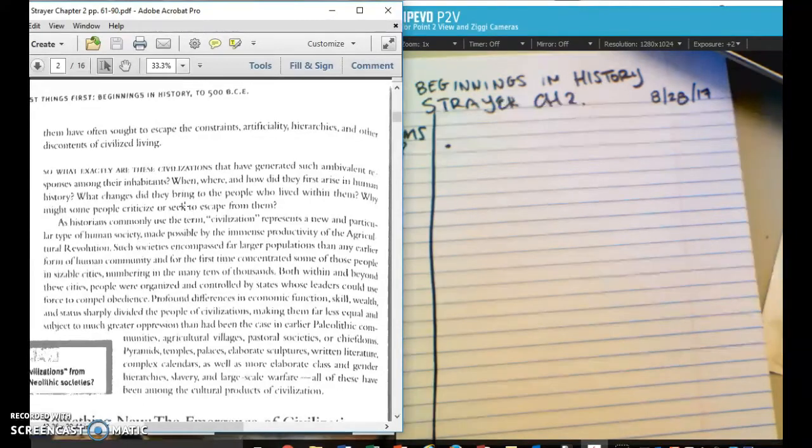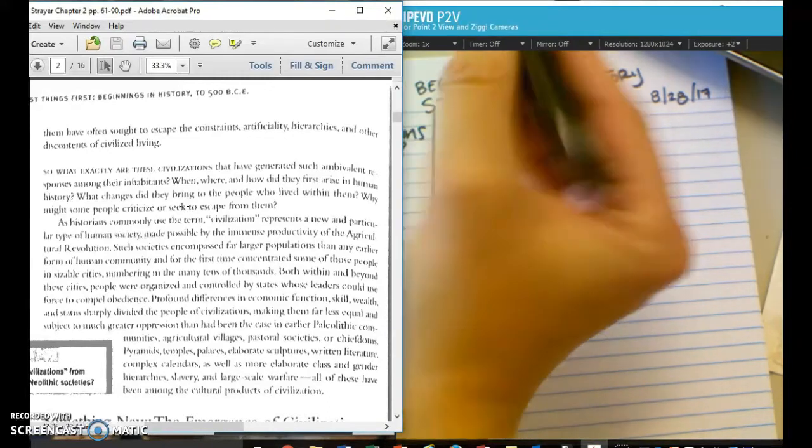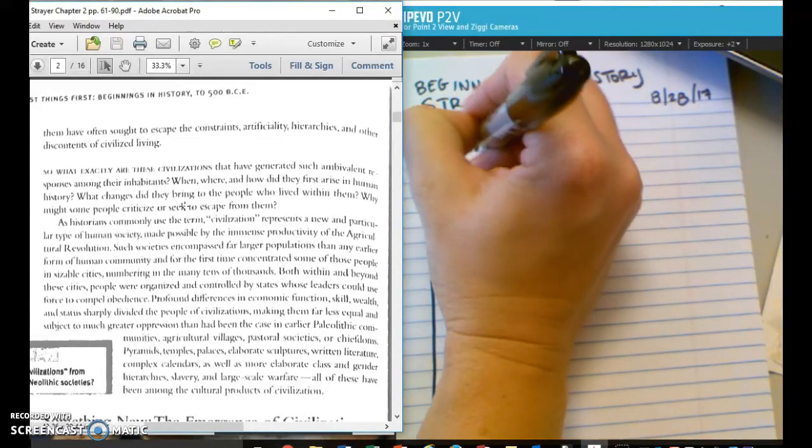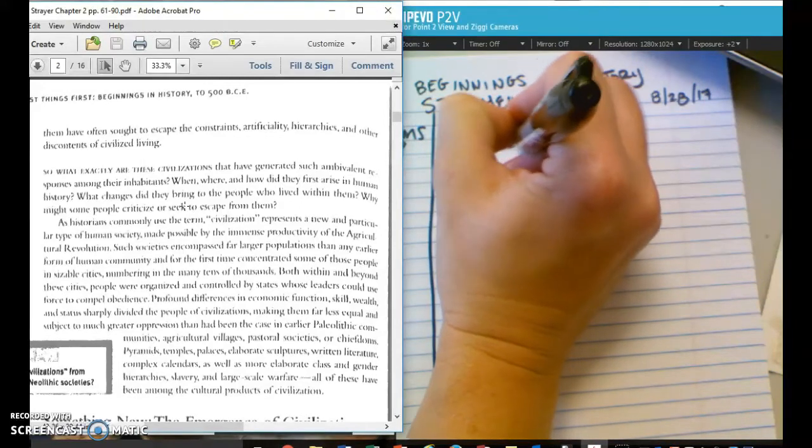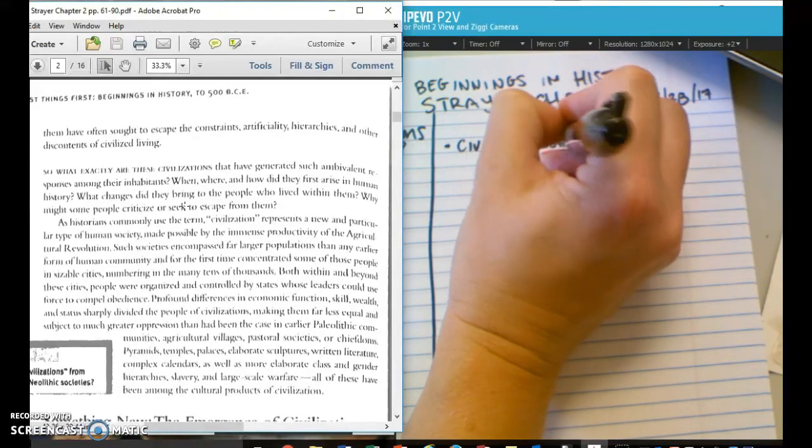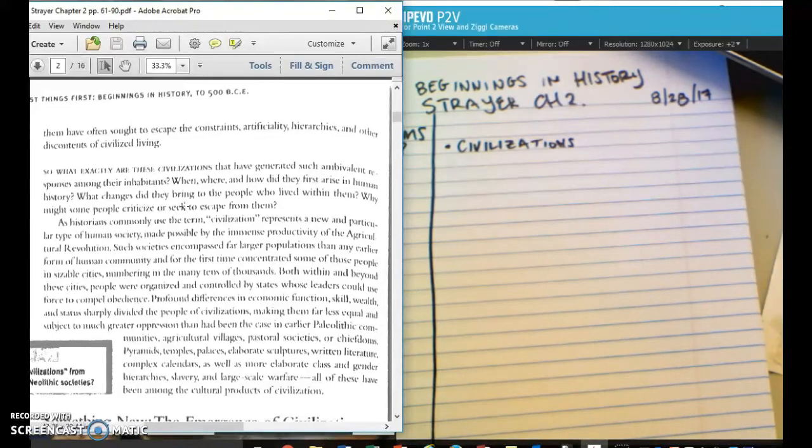So, it says, what exactly are the civilizations that have generated such ambivalent responses among their inhabitants? When, where, and how did they first arise in human history? What changes do they bring to the people who live within them? Why might some people criticize or seek to escape from them? So, clearly the main idea here is civilization. So, I'm going to write down civilizations, but they haven't really told me anything worth writing down at this point. They're just asking a bunch of questions. Obviously, we don't know if they're good or bad yet, or what they are. So, got to keep going.